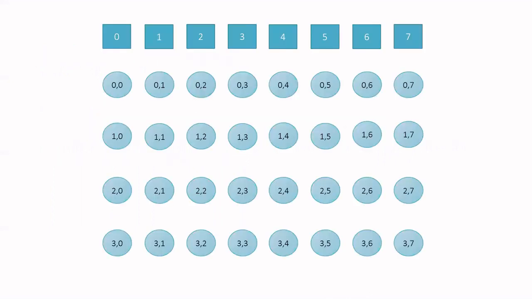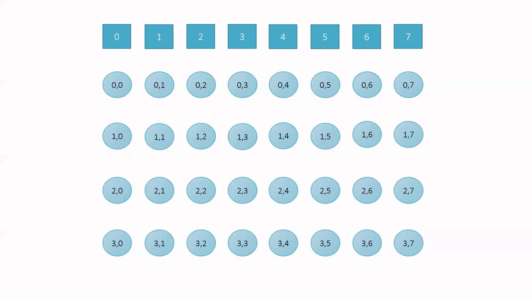The switch nodes are divided into log n plus 1 rows. See here n is 8. There are 8 processors. So log n is log of 8 which is equal to 3. 3 plus 1, 4 rows. As you can see, the switching nodes are divided into 4 rows.